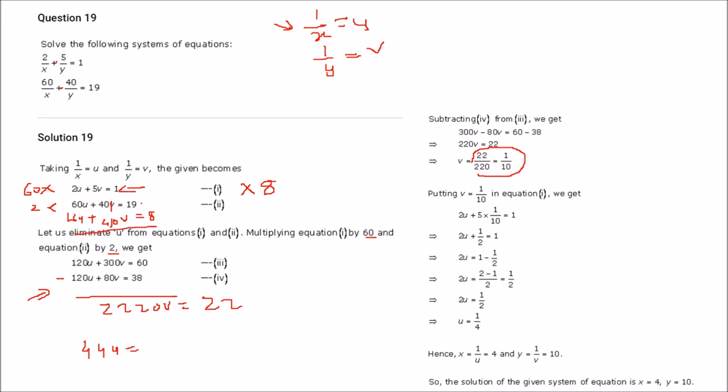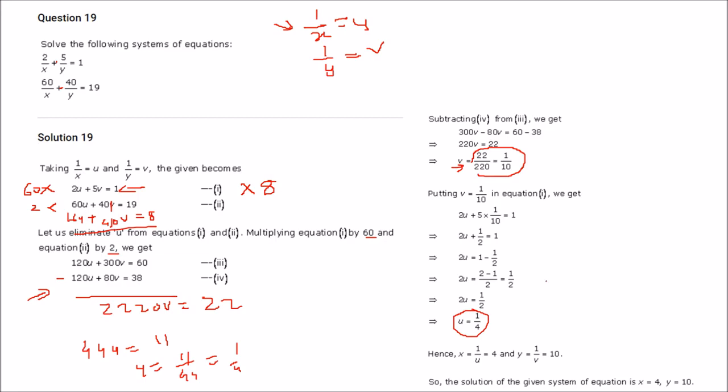Then 19 minus 8 is what? 11. So u is 11 by 44, that is 1 by 4. So you got u is 1 by 4. By this method, multiplying one equation by 60 and the other by 2, you got this one. So in both ways, whatever you do, you are going to land up with the same answer.